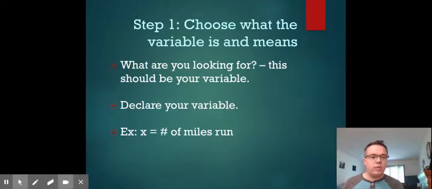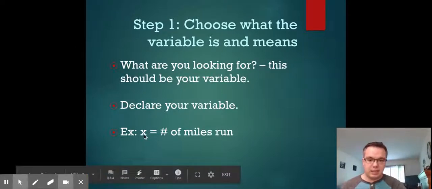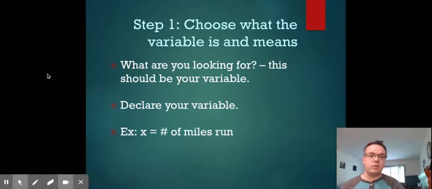There are 4 steps we're going to follow for every word problem, and the first one we always have to do: whenever we encounter an application, we are going to use a variable for an unknown. Since math is a language, we want to make sure that everyone understands what we are doing. So, for our variable, we're going to declare our variable. That means we're going to write a statement like, if we're using x, what x equals. So x equals the number of miles run.